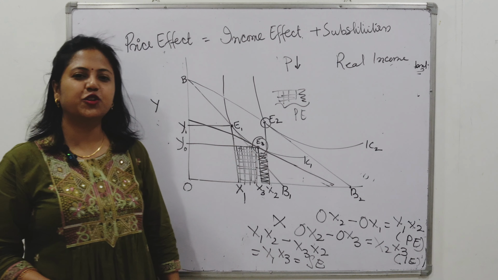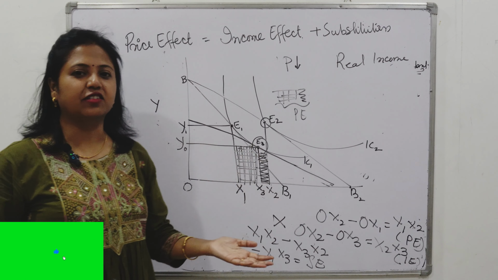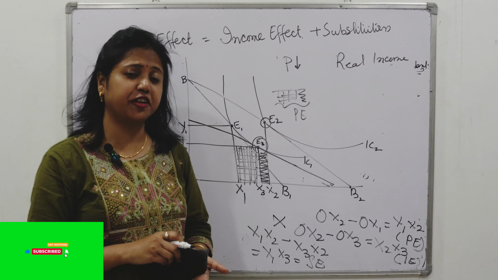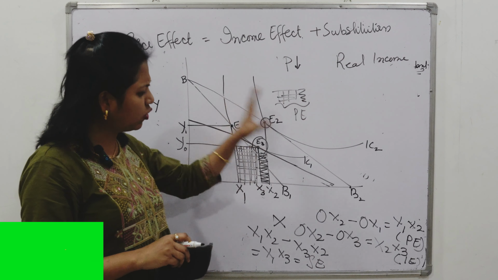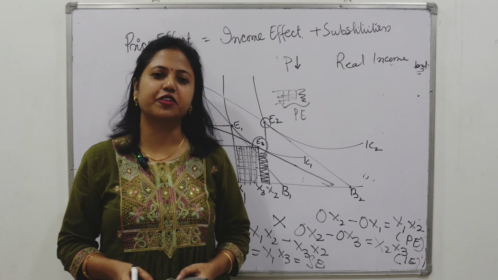And that's all for this video. We will meet again in the next video, where we will understand what an inferior good is and what a Giffen good is, and how the income effect and substitution effect work in the case of a Giffen or a normal good.